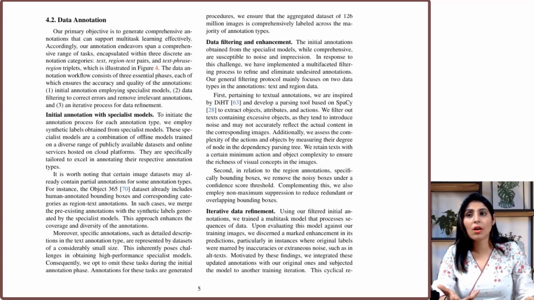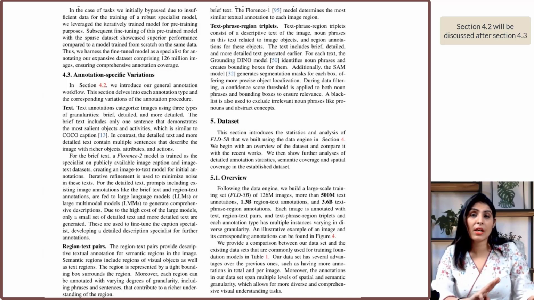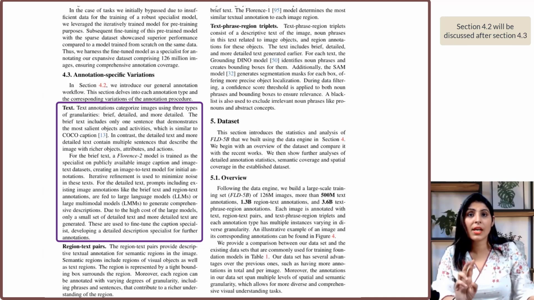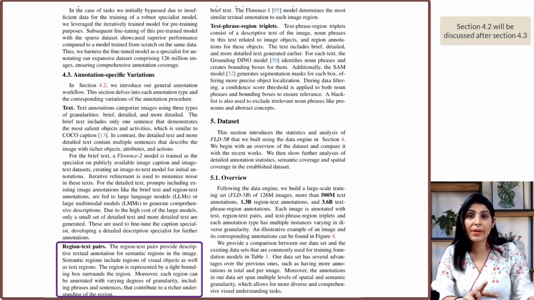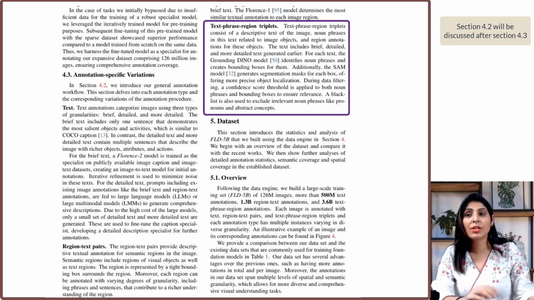So now let's talk about the data annotation. In this section, they outlined a detailed process for annotating a massive dataset of 126 million images. They have done 3 main types of annotations. One is text annotation, second is region text pair annotation, and the third is text phrase region triplets.